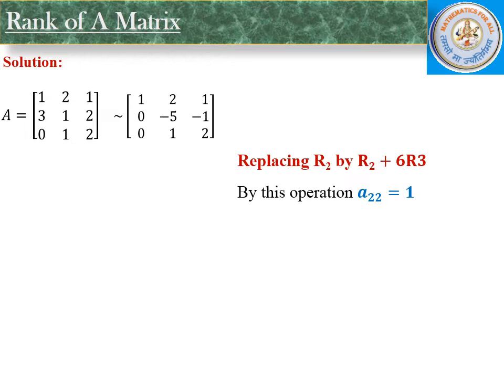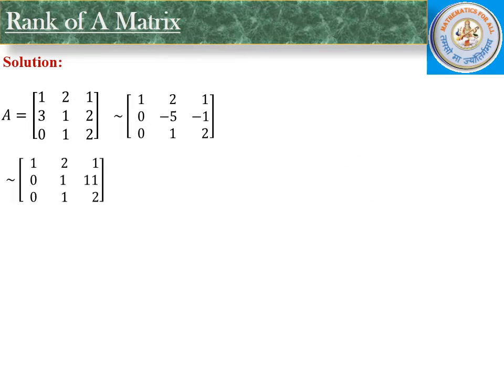Now we replace R2 by R2 plus 6R3. So what we get here is that A22 will be 1. It means the second element in the diagonal will be 1. So how do we see it here? This is your A22, second row, second column, it is 1.